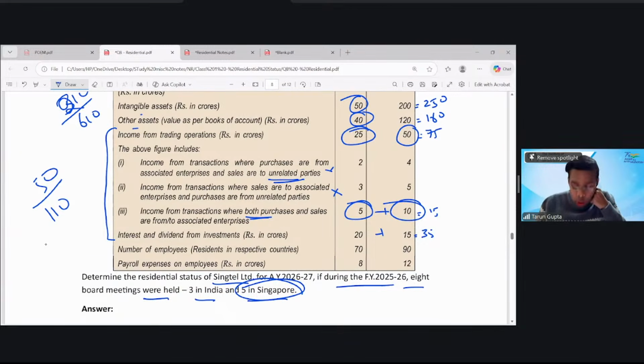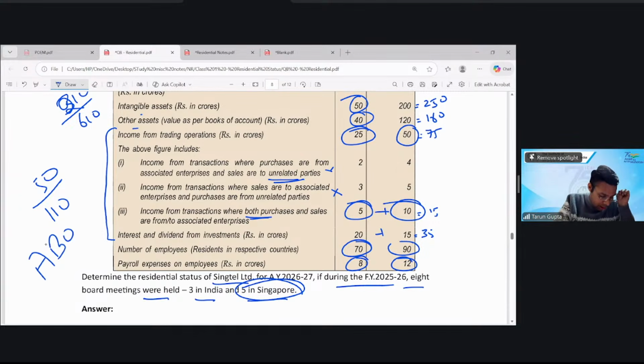Now my employees. I have 70 employees in India and 90 in Singapore. So in total I have 160 employees, out of which 70 are in India. So I have less than 50% employees in India. Satisfied? And payroll expense on such employees is 8 in India and the total is 20. So again, less than 50% is on employees situated or resident in India. And therefore, I satisfy all the 4 conditions. Therefore, I have an active business outside India.